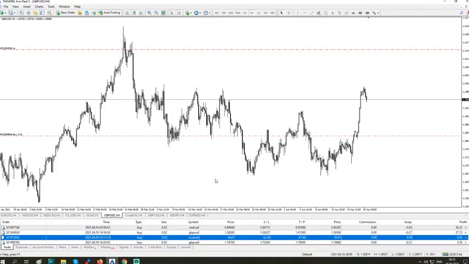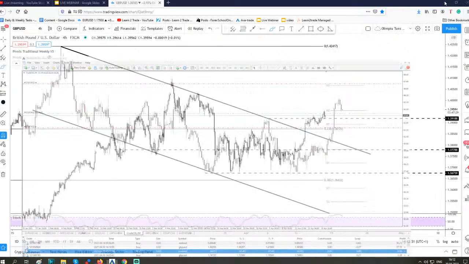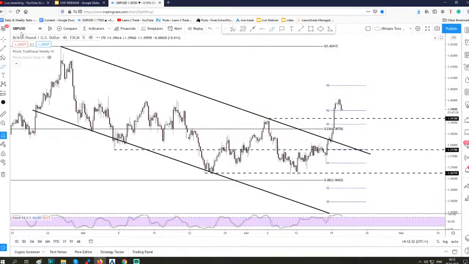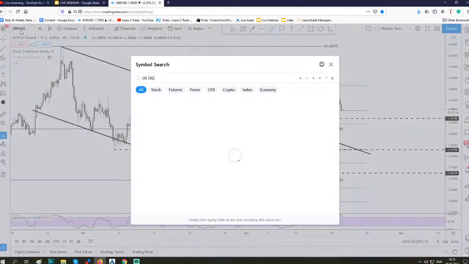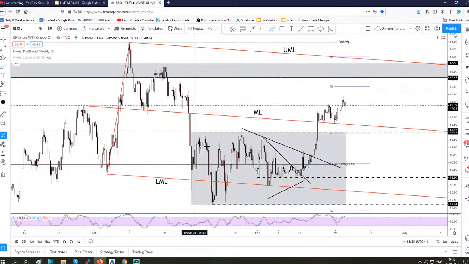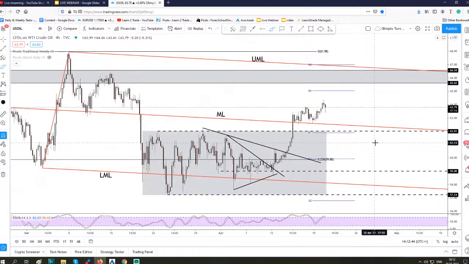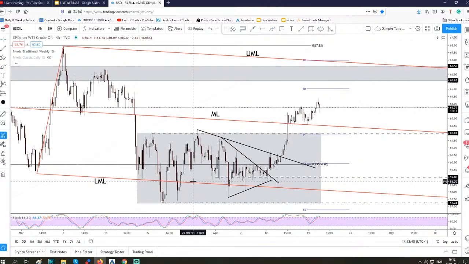Okay, let's talk about the US oil, about the crude oil. So the price has reached the entry level. It has decreased a little, but the bias is still bullish. US oil. So, as you already know from my previous live webinars or from my daily video analyses, the price was trapped here within a range.